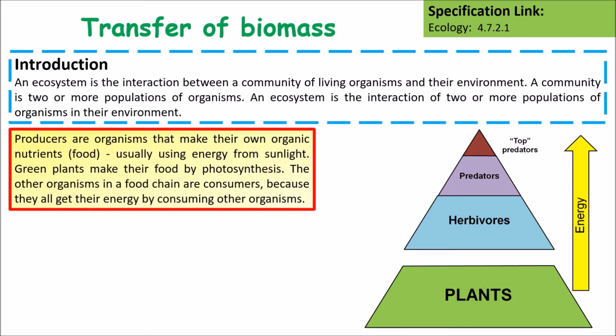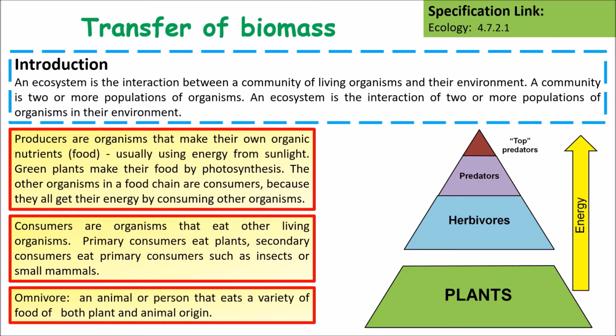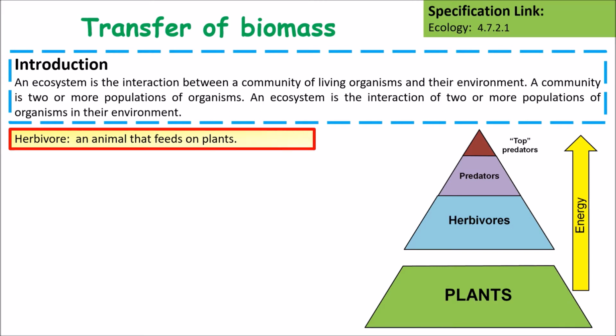Producers are organisms that make their own food using energy from the sun. They're generally going to be plants that produce their own food via the process of photosynthesis. Consumers are organisms that eat other living organisms. Primary consumers eat plants, secondary consumers eat primary consumers, and so on. An omnivore is an animal or a person that eats both plants and animals. A herbivore is an animal that feeds only on plants.